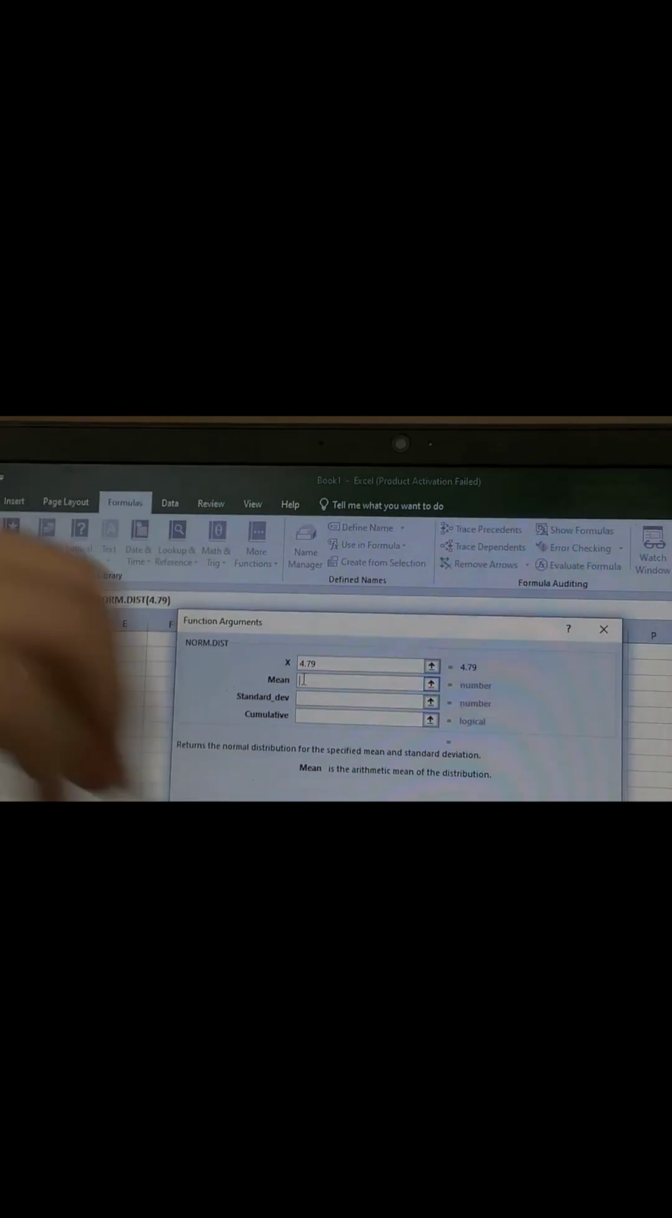4.79. And then, after that, proceed to the mean. Since the mean is already given, and it's in what I read earlier, given the mean 2.74, that 2.74 is what we put in the second column, in the second row, second line.